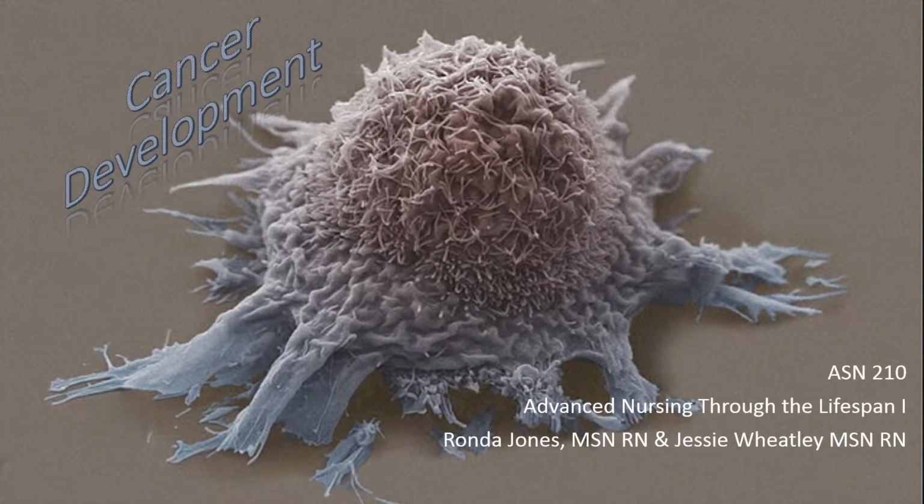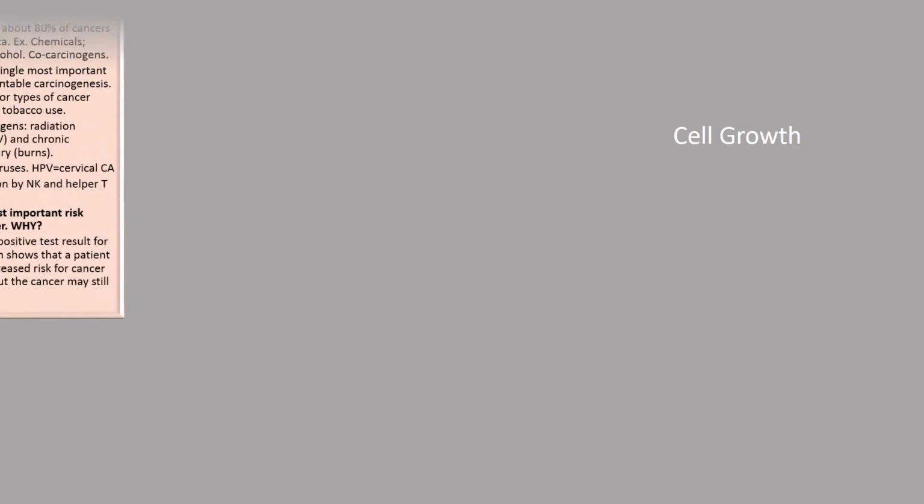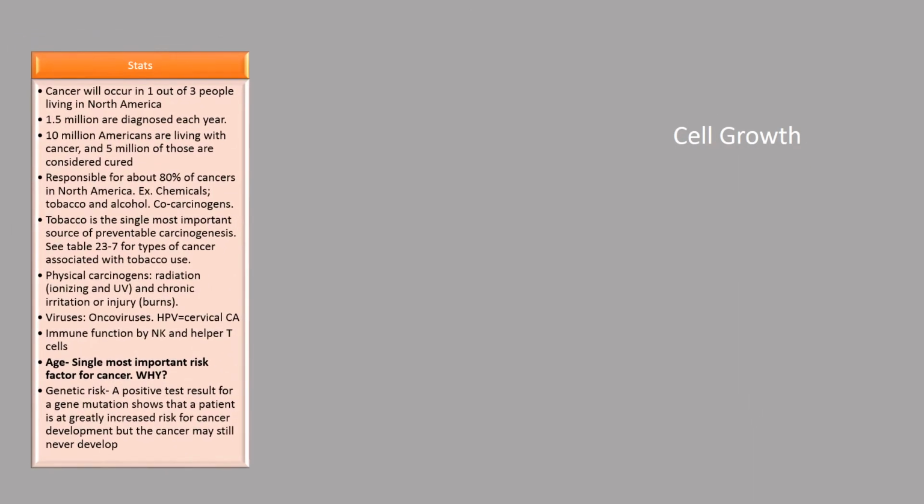Most common types of altered cell growth, such as moles or skin tags, are benign and do not require intervention. Malignant cell growth, or cancer, however, is serious and without intervention leads to death. Some facts about cancer are that it will occur in 1 out of 3 people living in North America. 1.5 million are diagnosed each year.